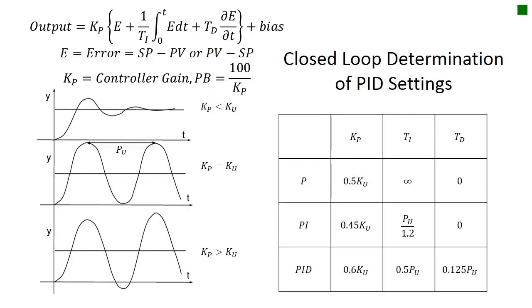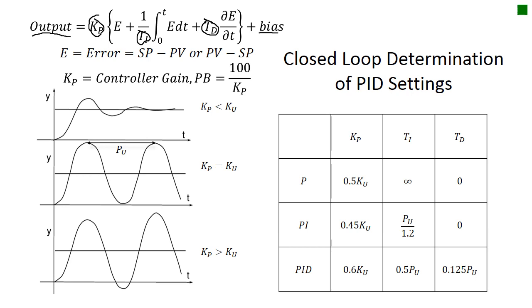So we're going to use a process called closed loop determination of PID settings, and that's proportional, integral, and derivative settings. The technique we're going to use is called the Ziegler-Nichols closed loop process. Again, we have our controller output, and it's going to be a function of the gain, integral time constant, and derivative time constant plus a bias. And this is how we're going to work it.